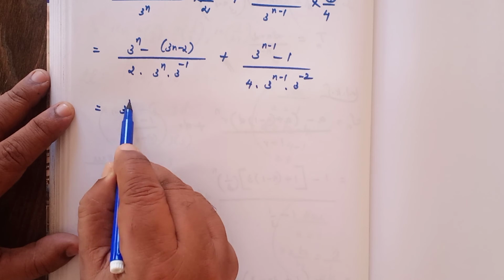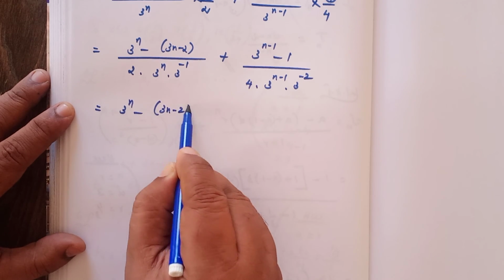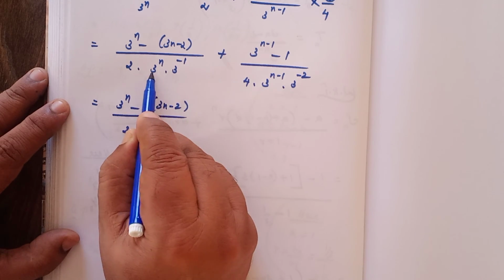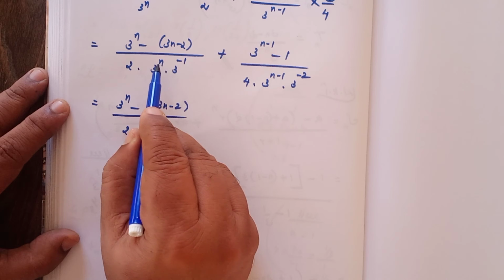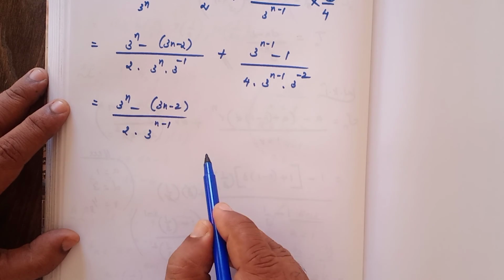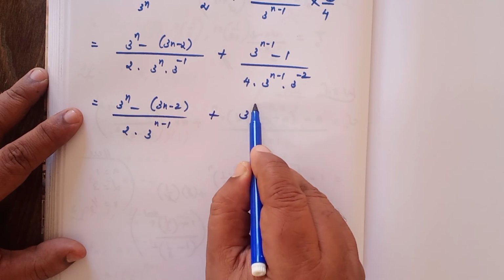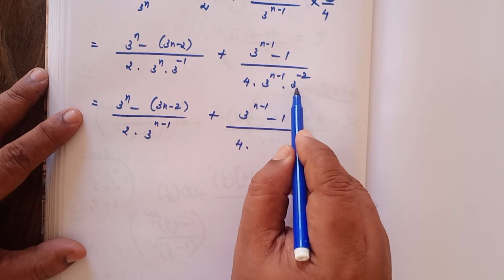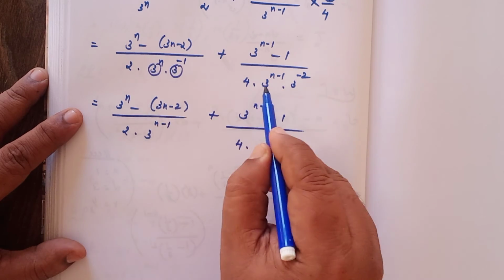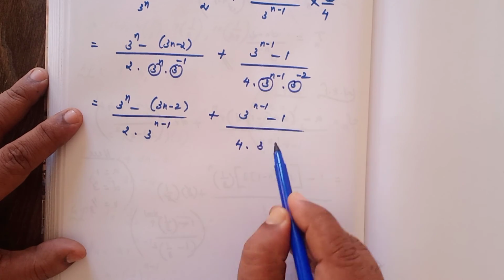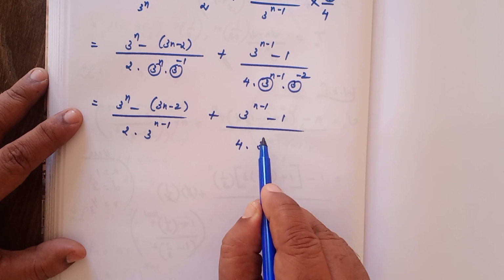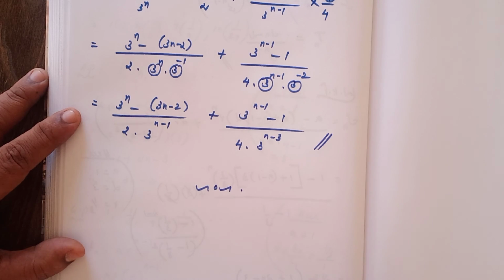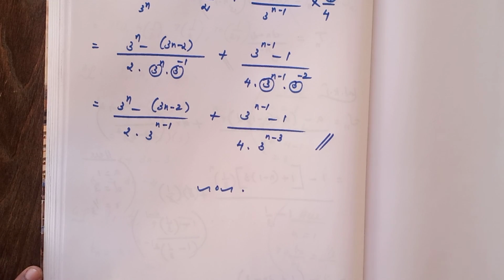That is equal to 3 power n minus 3n minus 2 whole divided by 2 into 3 power, here 3, here also 3. While multiplying, you have to add the powers, n and minus 1, giving n minus 1, plus 3 power n minus 1 minus 1 divided by 4 into 3, adding the powers n minus 1 minus 2, that is n minus 3. That is the sum of n terms of the given sequence.